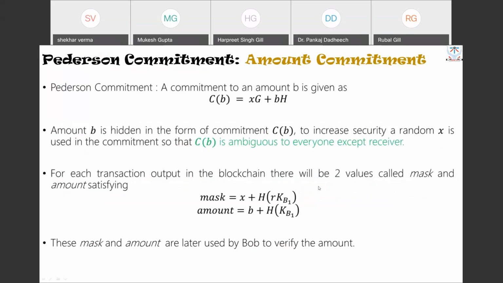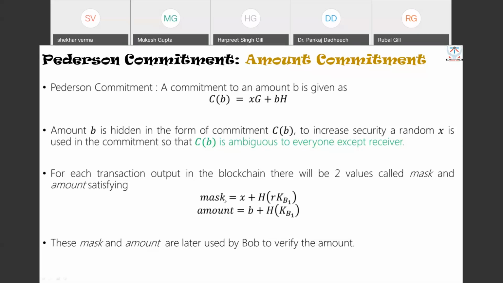A Pedersen commitment is used in blockchain. For example, A wishes to send an amount B to some receiver R. Then it calculates a commitment C_B, which is equal to XG plus BH, where B is the amount and X is some random number. So B is hidden in this commitment. Now the receiver knows what to do. Anybody can verify. The amount is known to the receiver, but nobody else. So what I do is I have a mask function, which is X plus H of R KB1, and the amount is B plus H of KB1. So anybody can verify that the amount has been transmitted.